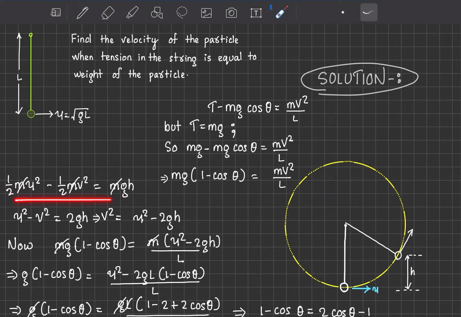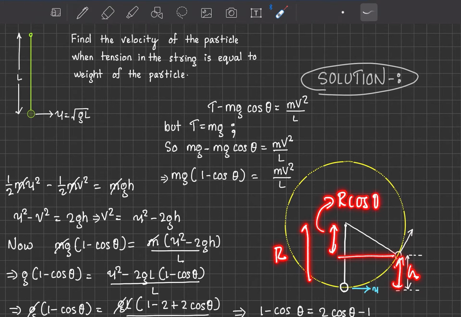If we use the first one, half mu square minus half mv square equals mgh, which gets a shorthand notation like u square minus v square equals 2gh. So from this equation we get v square equals u square minus 2gh. This is the value of v square, and what is the value of h? See, this is the elevation h, and the total value is r, and this value right here will be r cos theta. So h will be r minus r cos theta.